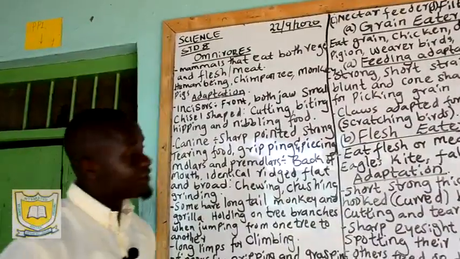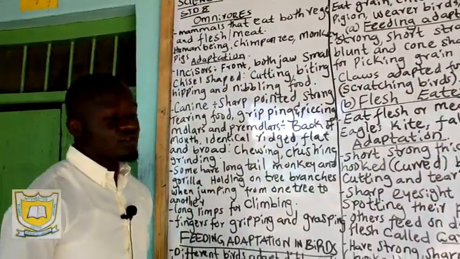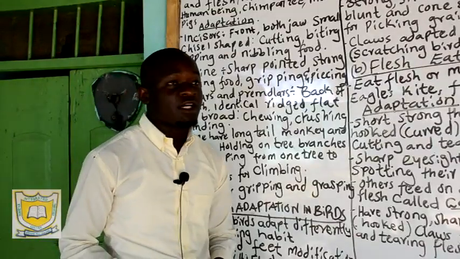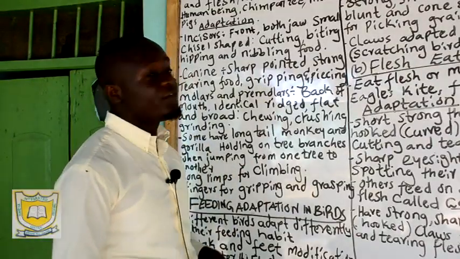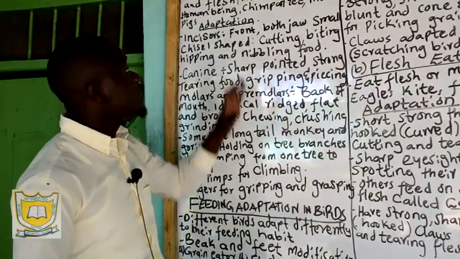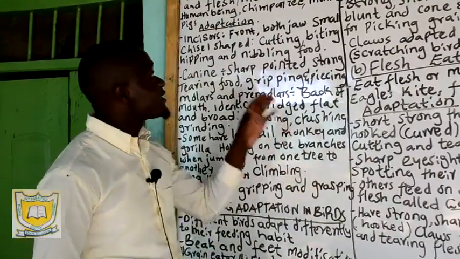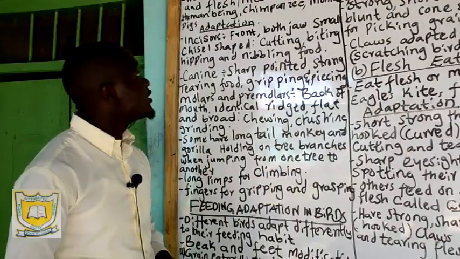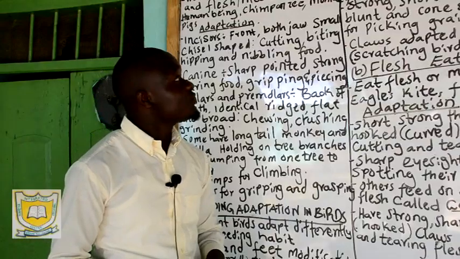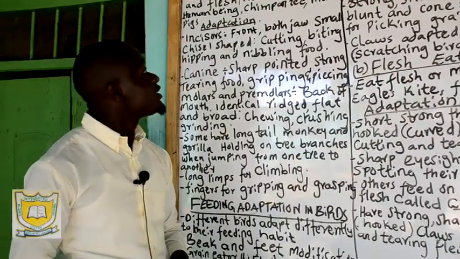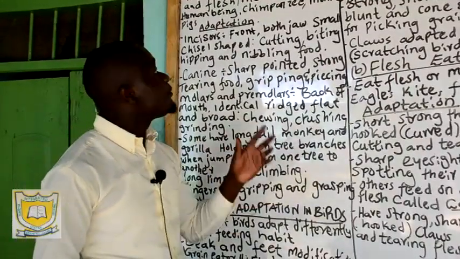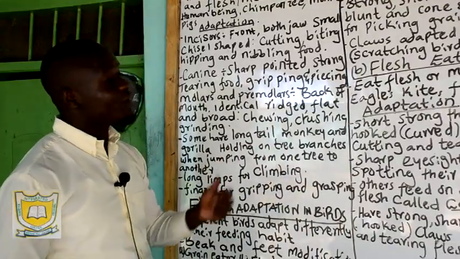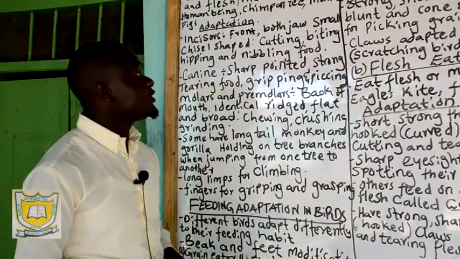During our last topic, we talked about the adaptation of mammals, and we said mammals are adapted in different ways. We were looking at feeding adaptation in mammals, where we discussed the adaptation of herbivores to the foods they eat, and of carnivores to their feeding as flesh eaters. Today we are going to discuss the omnivores, because during our last discussion we didn't cover them.